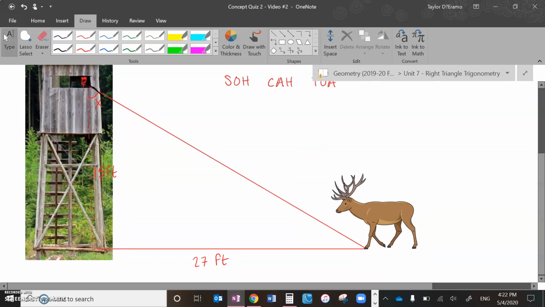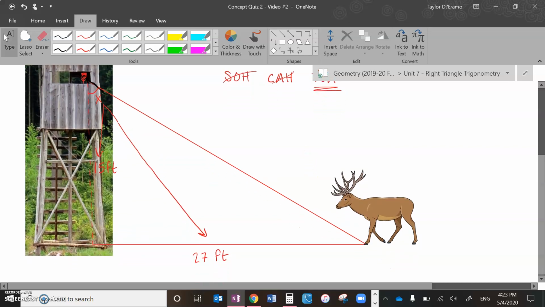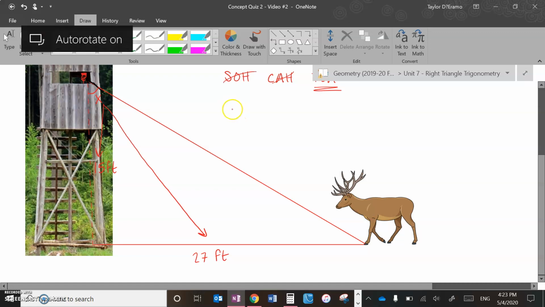Okay, and so I know that I'm going to be using this side right here and this side right here. And so this side is opposite from the angle, so I know it cannot be this one. And then this side is adjacent to the angle, so I know that it has to be tangent. So we're going to be using tangent to solve.